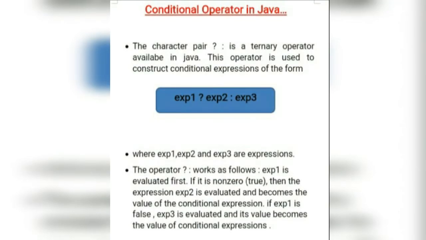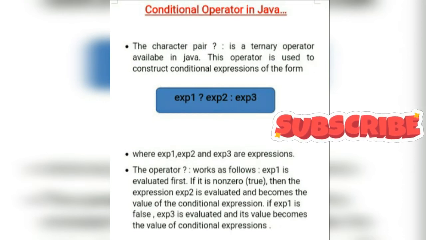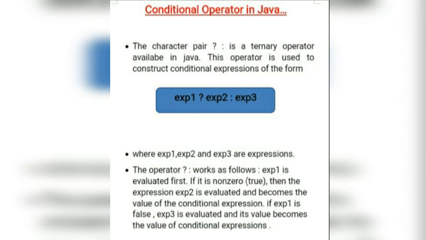So, conditional operator in Java. My dear friends, the character pair, that is question mark and colon, is a ternary operator available in Java. That means the conditional operator is also known as the ternary operator. This operator is used to construct conditional expressions of the form: expression 1, question mark, expression 2, colon, expression 3. Here we will have three expressions.